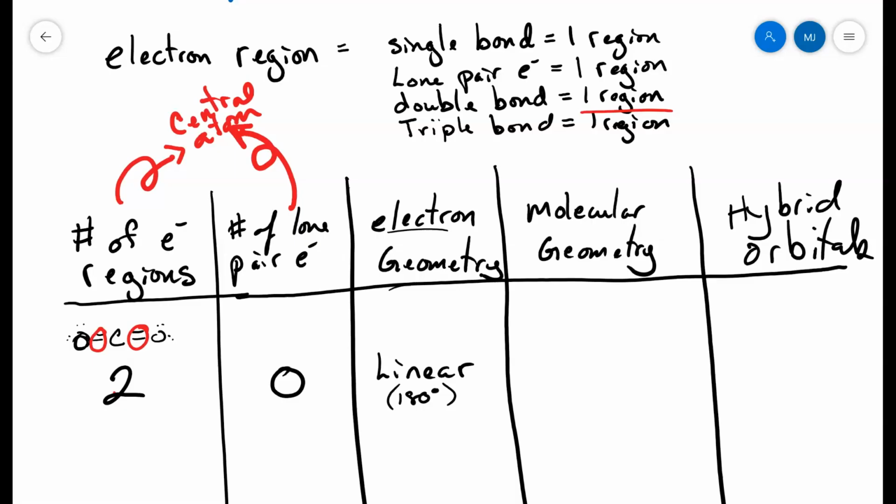Whenever you have zero lone pairs, your electron and your molecular geometry will always be identical. Always, always, always.